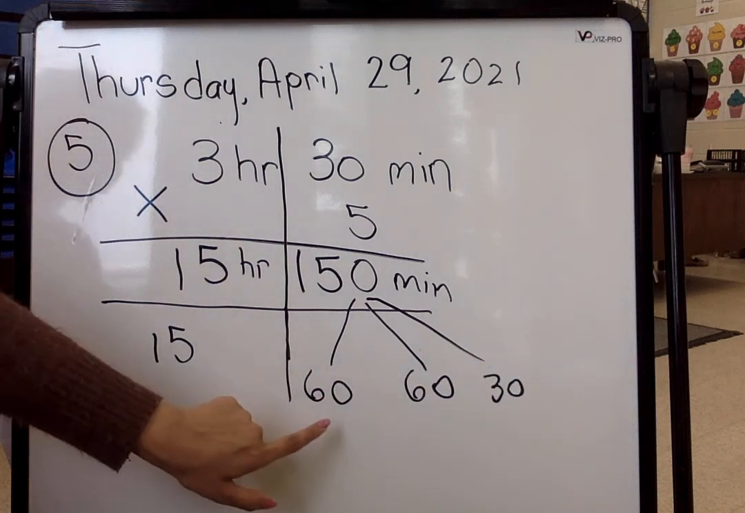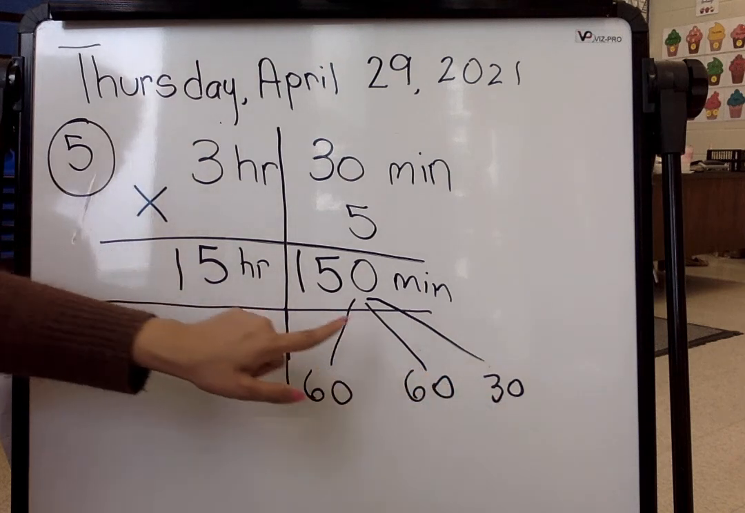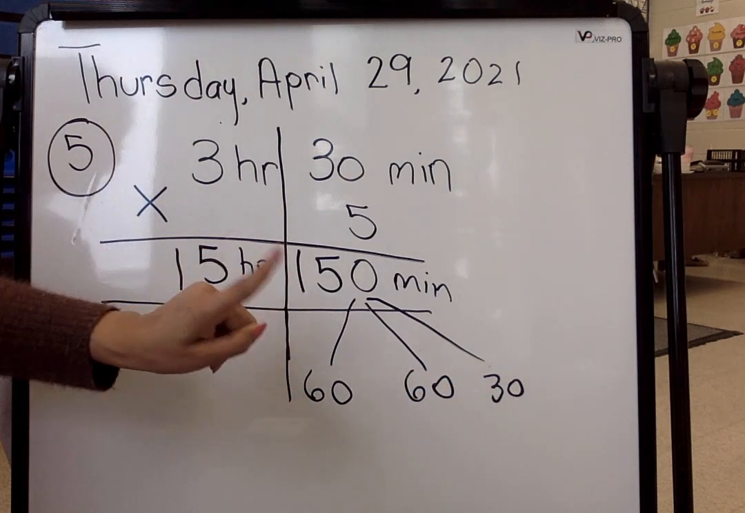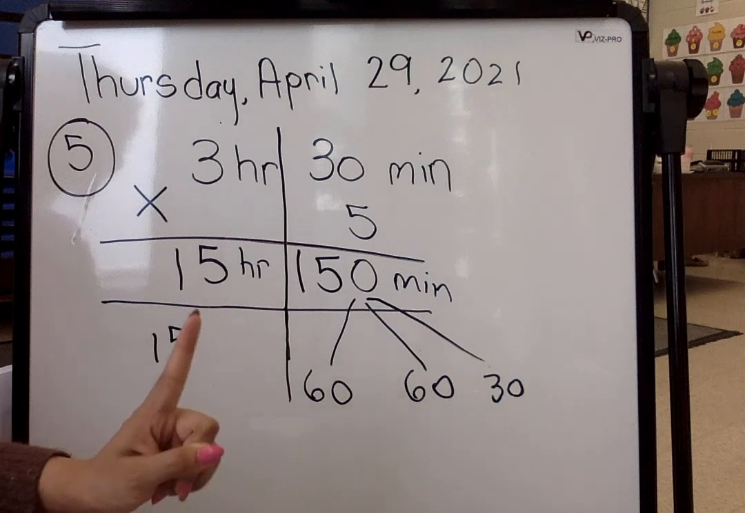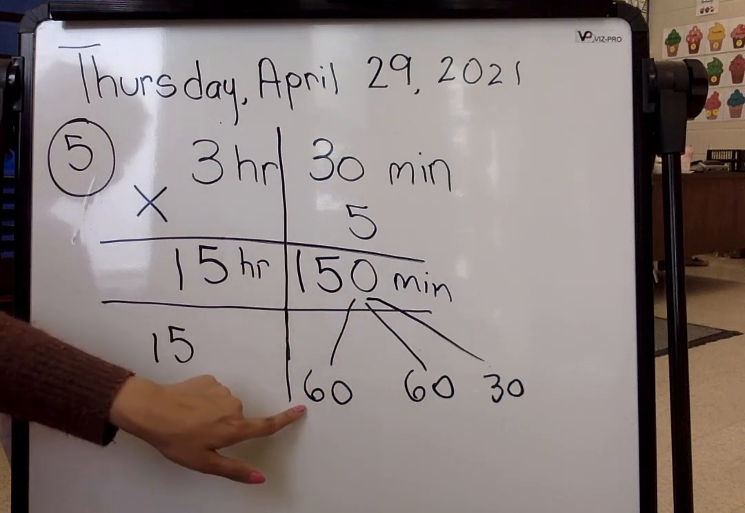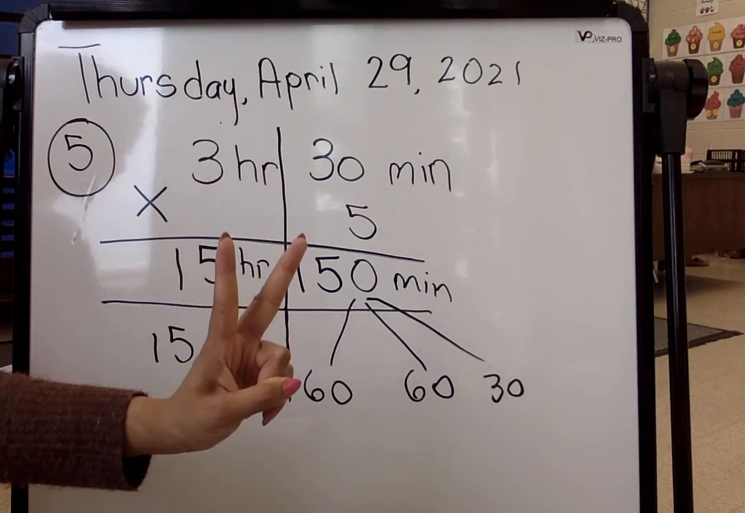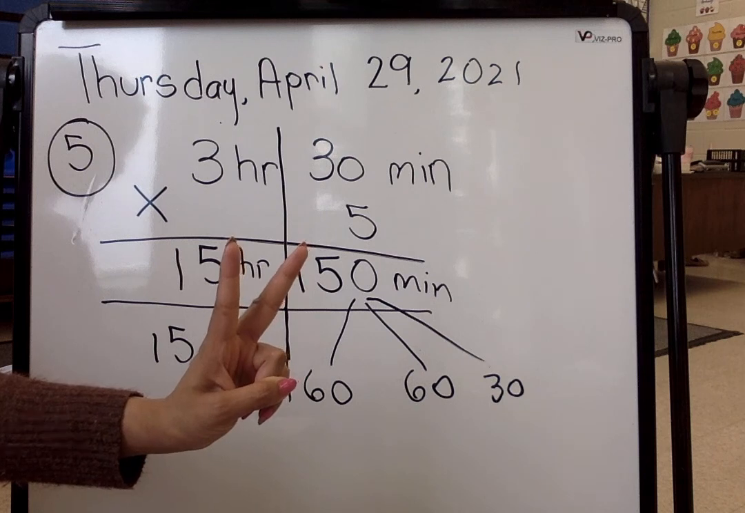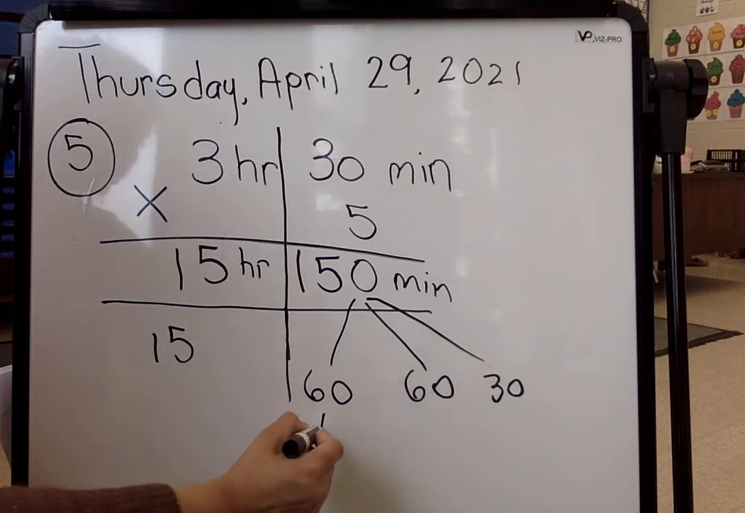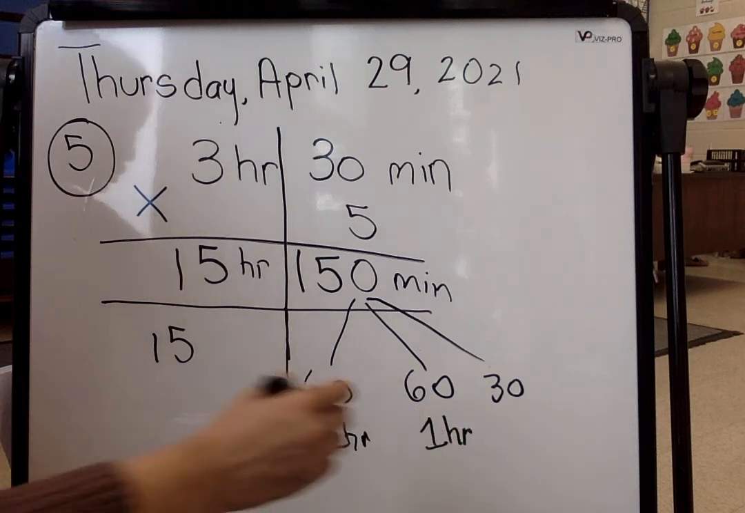Okay, so there's 1 hour, there's 2 hours, and there's 30 minutes left. Does that make sense? We have 150. Each hour is made up of 60 minutes, right? So we are going to take 60 out of it. How many 60s? 2 60s. If we take out 2 60s, how many hours is that? 2 hours, right? 1 hour and 1 hour. That gives us 2 hours.